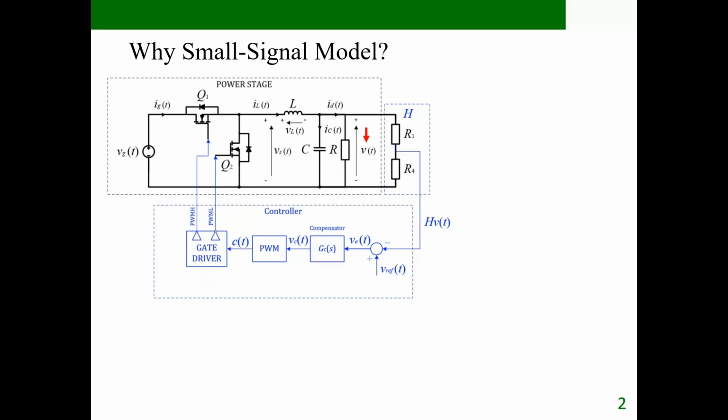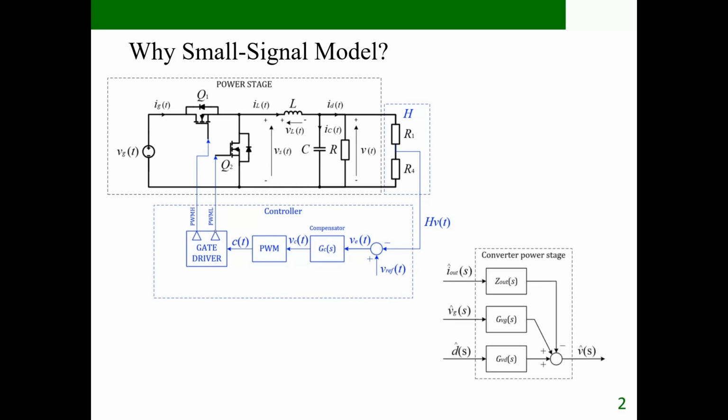Now, the important question: why do we need a small signal model of the buck converter? To design the compensator, we need a mathematical model of how the converter behaves around its operating point. In continuous conduction mode, the buck converter can be represented by three small signal transfer functions, which you see here. GVD of S is the control to output transfer function, GVG of S is the line to output transfer function, and Zout is the output impedance. These transfer functions describe how the converter responds to changes in duty cycle, input voltage, and load current. On the next slide, we will look at the analytical expressions for all three.